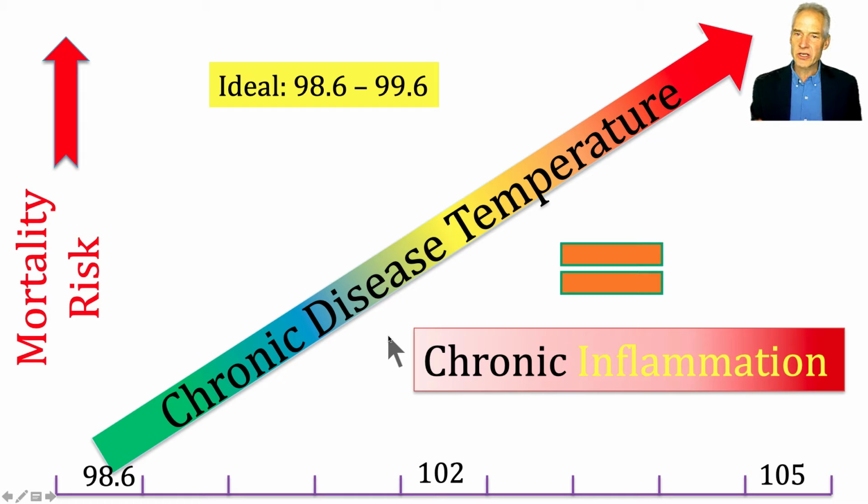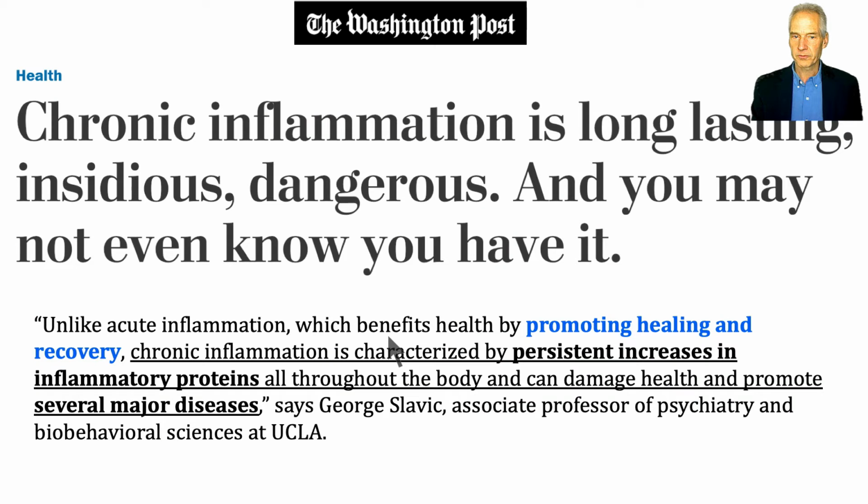Really, your chronic disease temperature is a measure of chronic or silent hidden inflammation that's constantly wearing and tearing at your body, at your tissue, particularly at your vessels, and leading to risks of disease associated with that of vascular risks. So here's from the Washington Post recently in 2020. Chronic inflammation is long-lasting, insidious, dangerous, and you may not even know you have it. That's the important thing. We all probably are on that chronic disease continuum somewhere. So where are you? And even if your chronic disease temperature is high, you may feel good today.